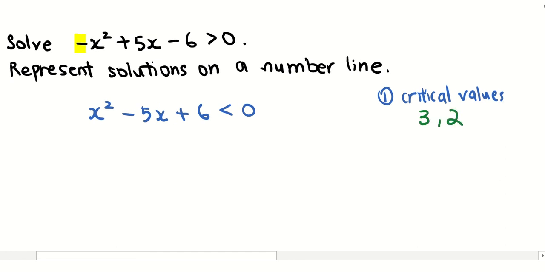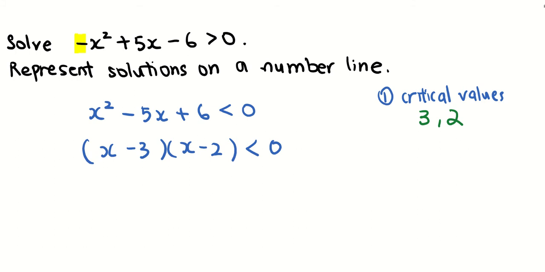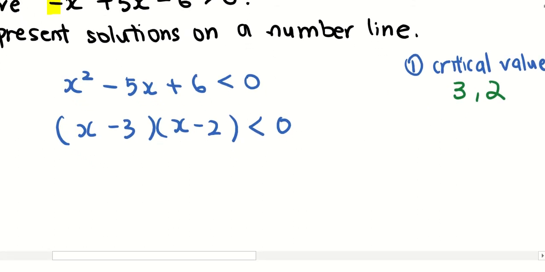So I can also work backwards. If my critical values are 3 and 2, what are my factors? x minus 3, x minus 2. You can also work backwards from my critical values, right? It may also be easier to do so. So sometimes it's easier to work backwards.